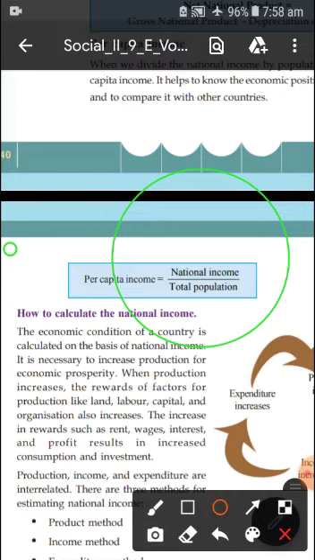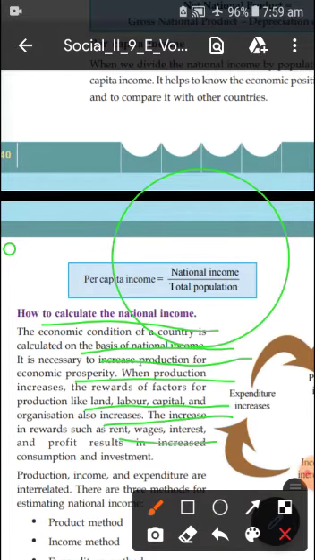The economic condition of the country is calculated on the basis of the national income. If the national income is good, the country is good. And production, economic prosperity. When production increases, the rewards of the factors of production: land, labor, capital and organization.